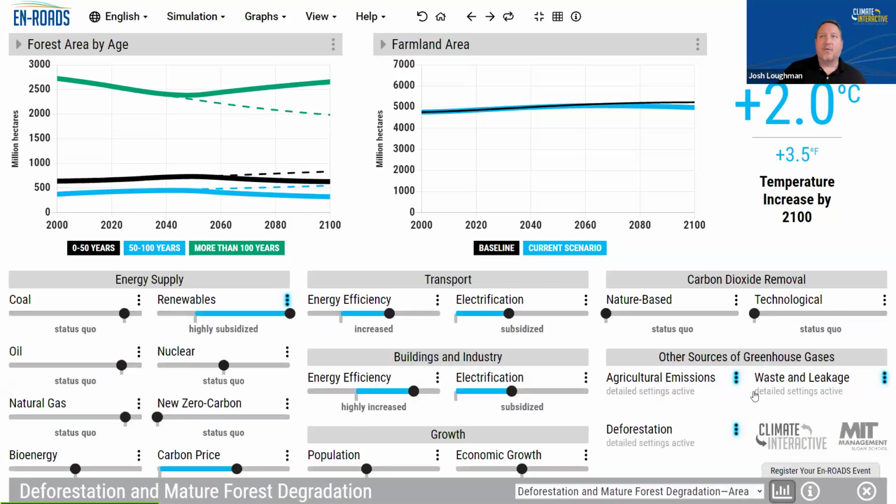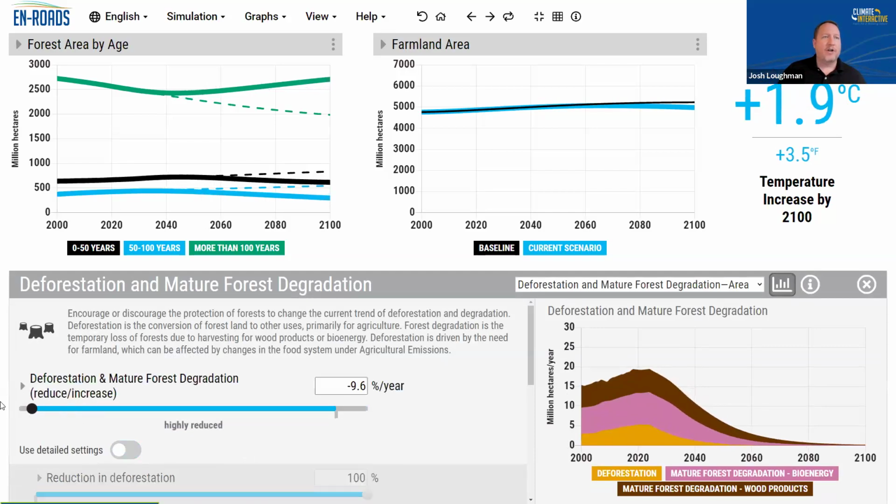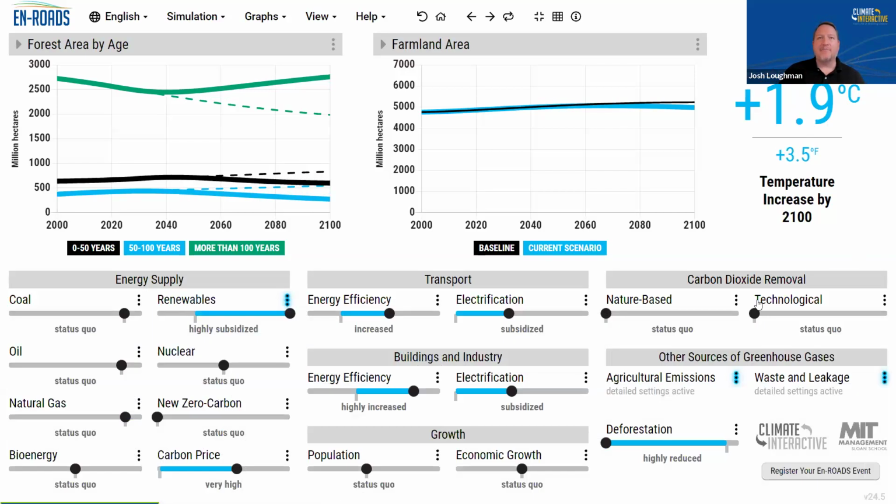So with aggressive deforestation and forest degradation policies, we got below 2 degrees. And then there are maybe other things that we can start to experiment with and look at trade-offs for to get closer to 1.5 degrees. But I think I'll leave it there.